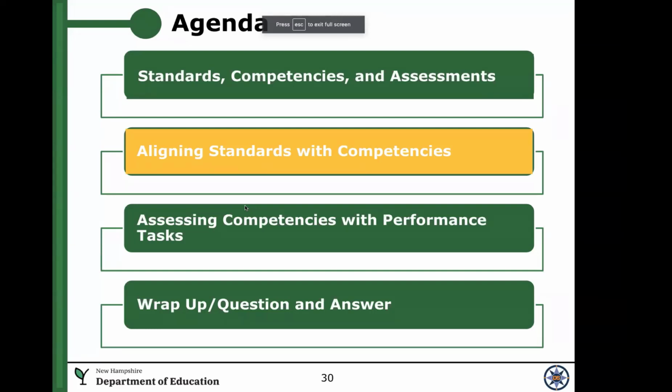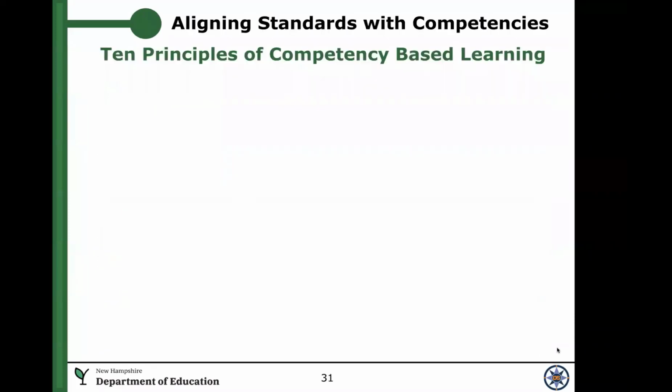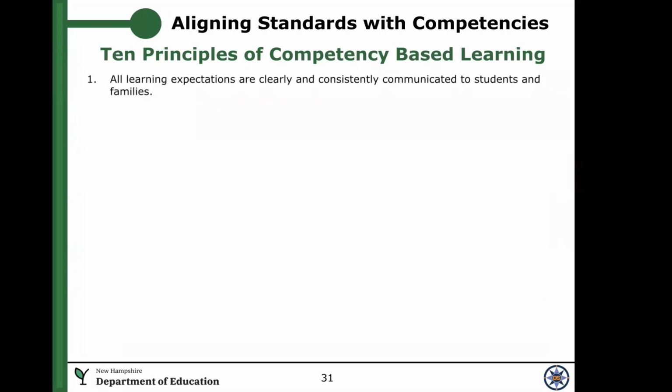Okay, so we're going to start talking about aligning standards with competencies next. We wanted to talk about the 10 principles of competency-based learning. The first one is that all learning expectations are clearly and consistently communicated to students and families. I think the family portion of this is really helpful, and really making sure students as well, because a lot of times we have this information as teachers in our brains, but our students and our families aren't completely in the loop with what our thinking is sometimes.